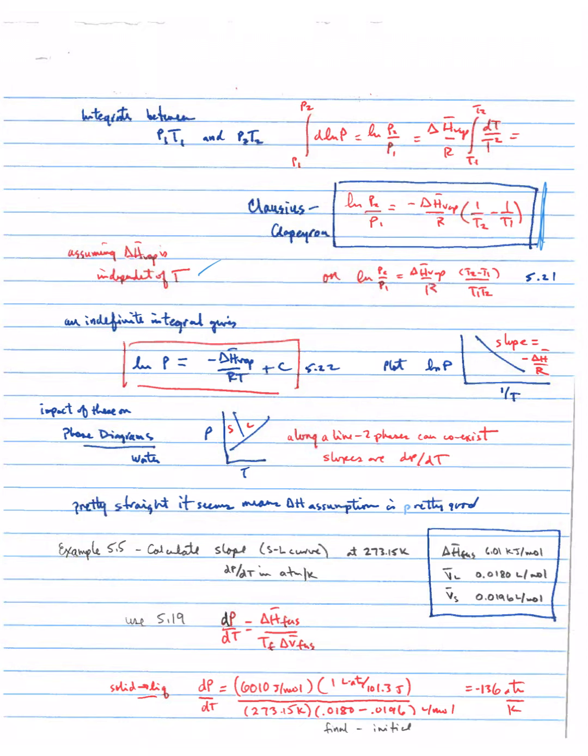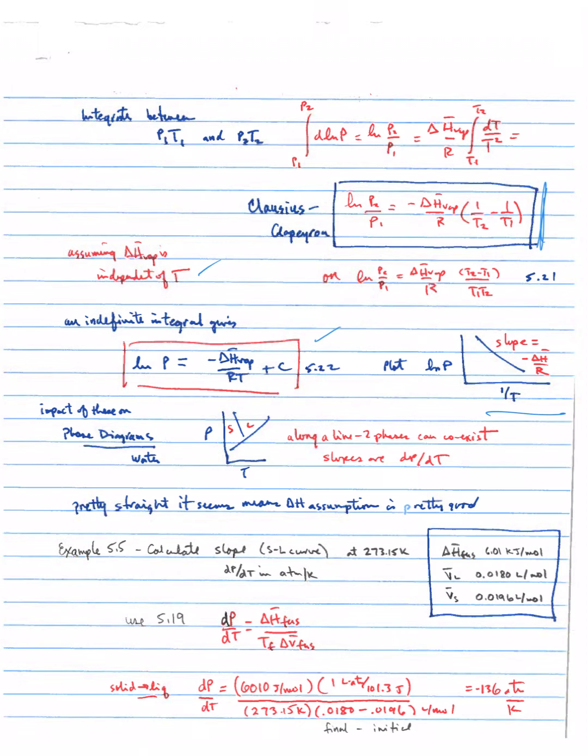So we assume that, if we had carried out an indefinite integral, an integral without limits, we would express the natural log of P as a function of temperature as follows. That's 5.22. Thus, a plot of natural log of P versus 1 over T gives a straight line whose slope, which is negative, is equal to minus the enthalpy of vaporization divided by R. I think that's an equation that you may have seen in general chemistry.